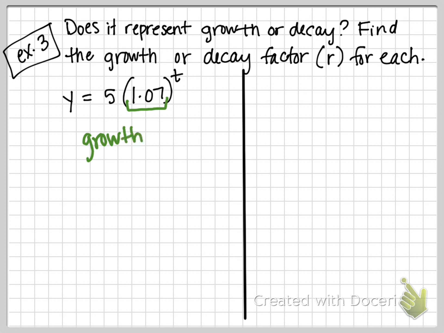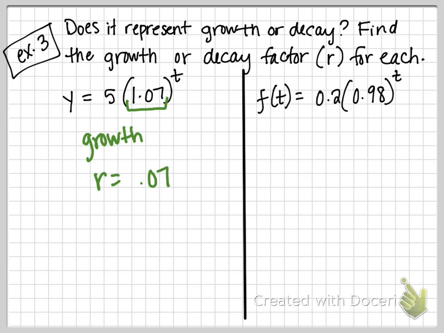Now, it asks us to find the R, meaning what are we adding? How much is this growing by every interval? What do you think? 0.07. R is equal to 0.07. It's however much bigger than 1 that number is, and this is 0.07 bigger than 1. So easy to see on growth, right? Don't get confused on decay.